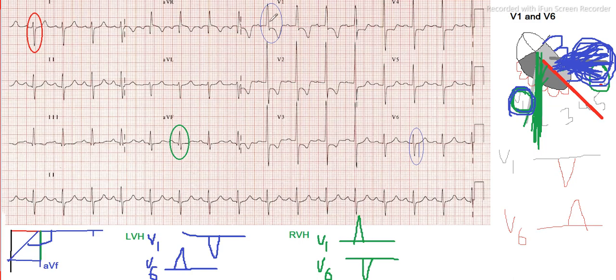In V1, the R to S ratio is greater than 1, and the magnitude of the R wave is greater than 7 mm. You see how tall the R wave is in comparison to the S wave. So you see the very high peak, greater than 7 mm. So you read the guideline.